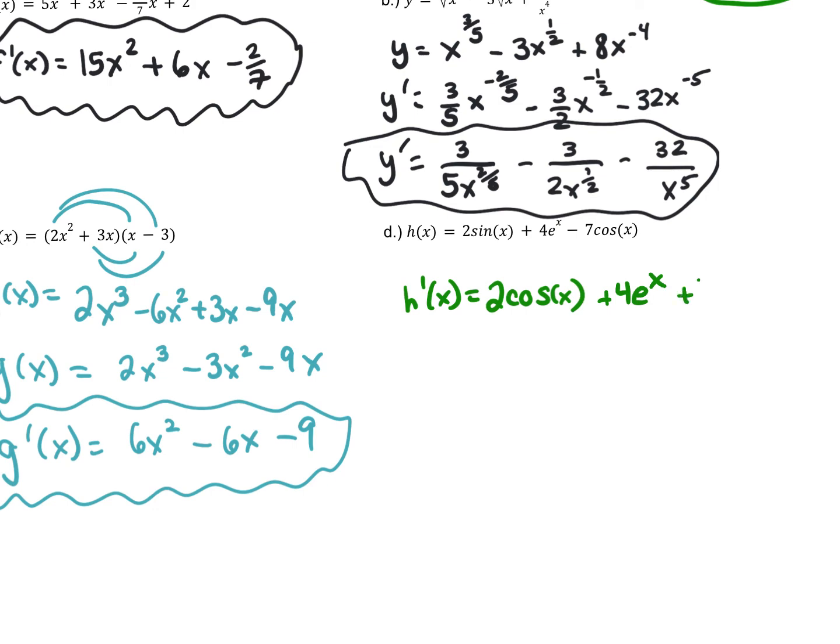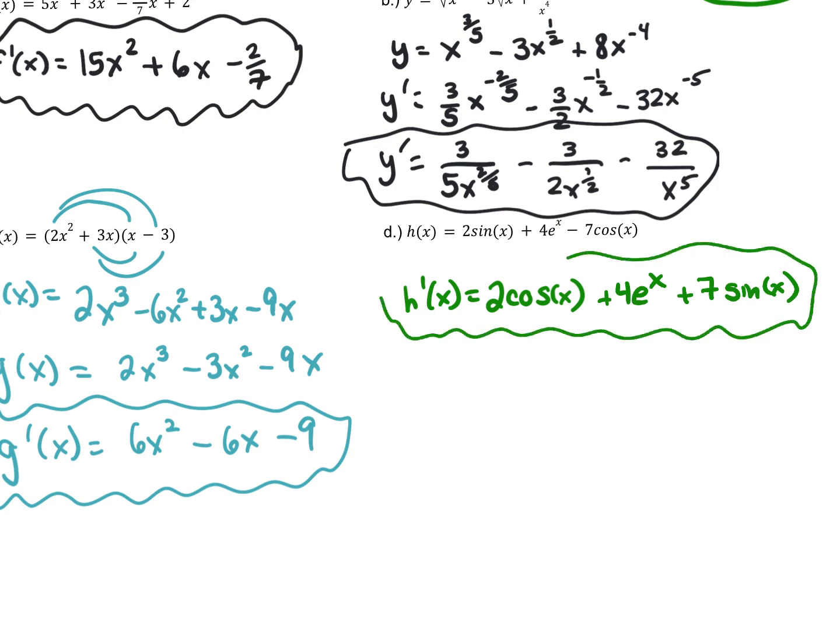So the negative 7 out front will become positive 7 sine x because it's negative 7 times negative sine, which becomes your positive sine x. So for right now, the trig ones are pretty straightforward because we only have the three. We have the cosine, we have the sine, and we have the e to the x. They will get markedly harder in the future.